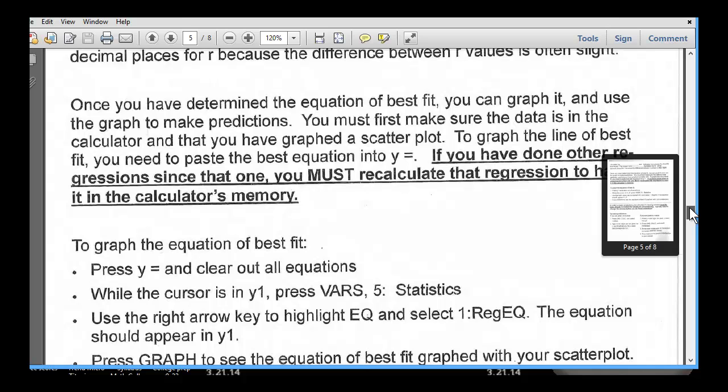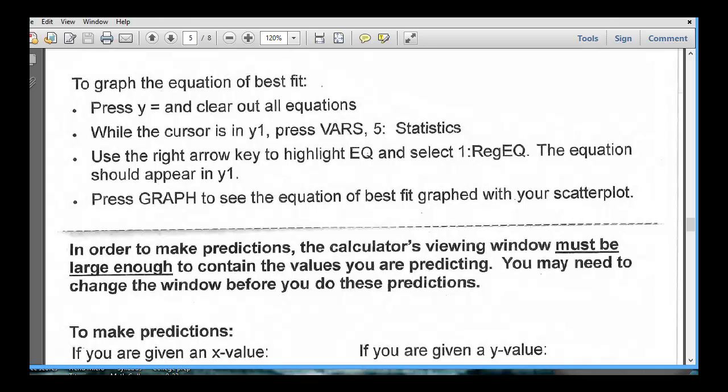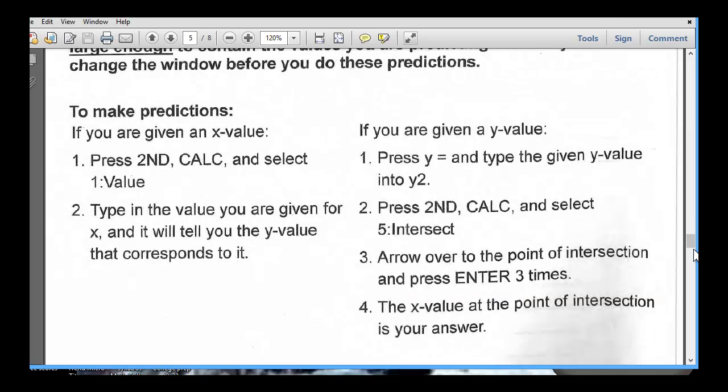On the next 2 pages of your photable are also some more calculator steps that we will be using. These steps are how to graph the equation of best fit once we have all of our information in the calculator. In order to make predictions, the calculator's viewing window must be large enough to contain the values you are predicting. You may need to change the window before you do these predictions. And we can make predictions using our graph and our calculator if we're given the x value or if we're given the y value, and these are more steps that we will be using in our photable.